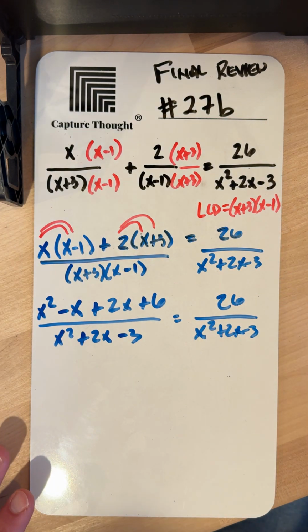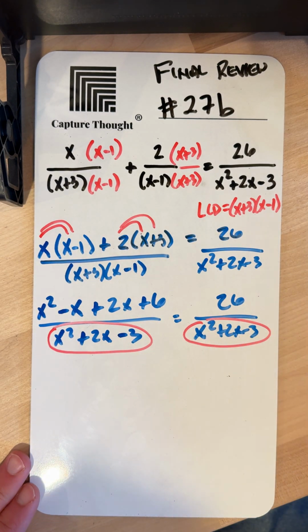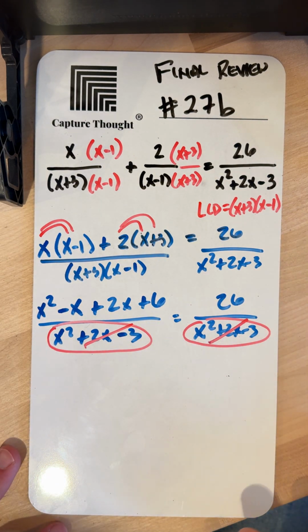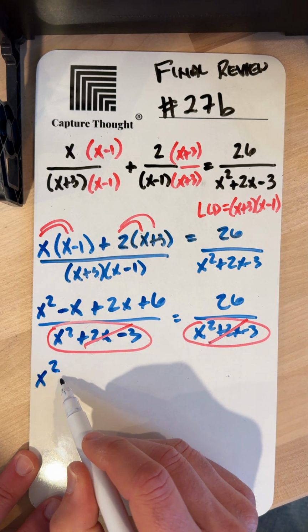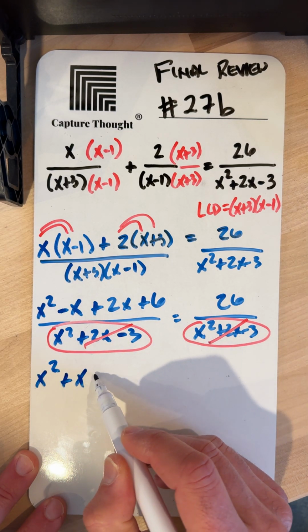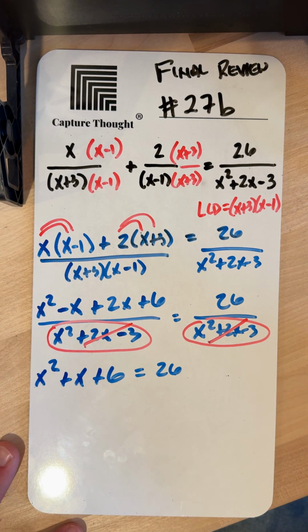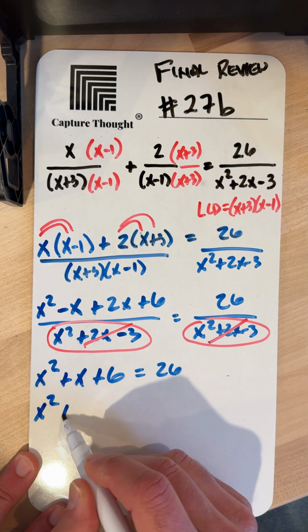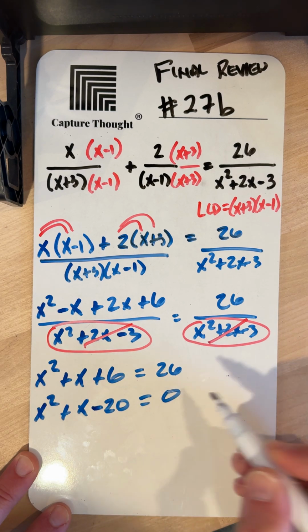Now I'm noticing that this denominator and this denominator are now the same. So if they are the same, when I cross multiply, they're going to go away. So all I have left is the two numerators equal to each other. So I've got x squared, this is going to be a positive x and then a positive 6, and that's equal to 26. So let's go ahead and move that 26 over. I'm going to get x squared plus x, 6 minus 26 is negative 20, and that equals 0.